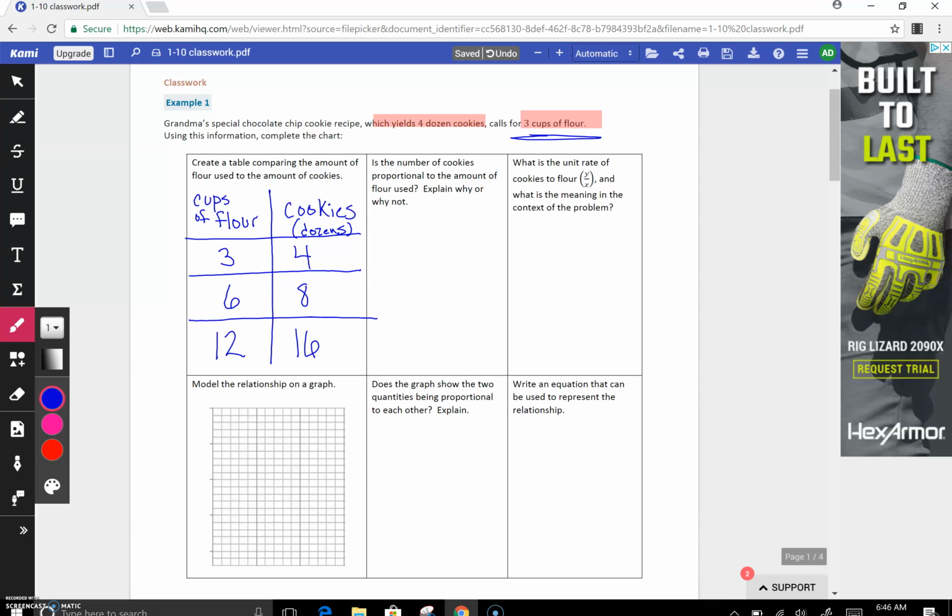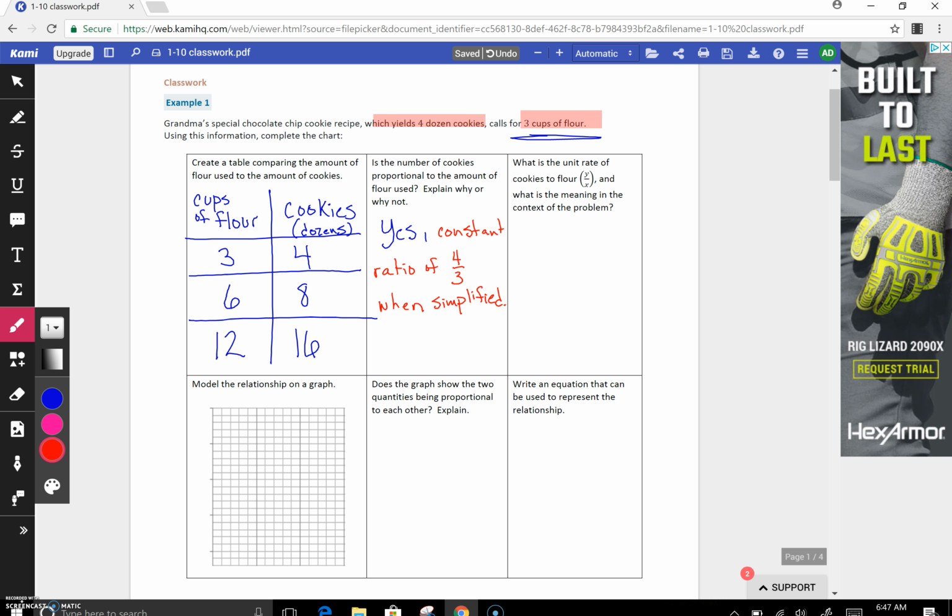Let's look at the second part. Is the number of cookies proportional to the amount of flour used? Answer to that is yes. Reason being is that we have a constant ratio of 4/3 when we simplify the fractions, when we simplify the ratios. Third part, what is the unit rate of cookies to flour y/x?